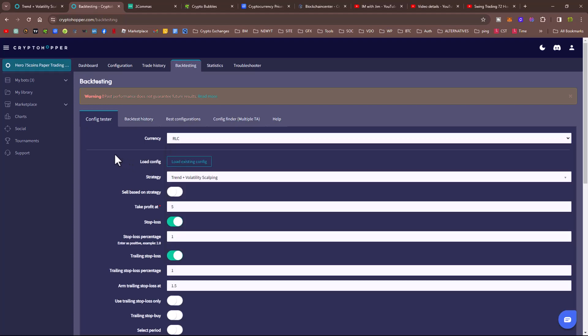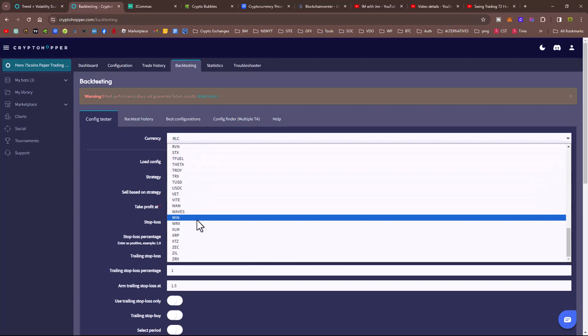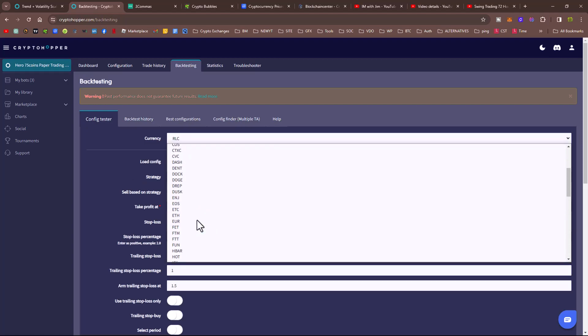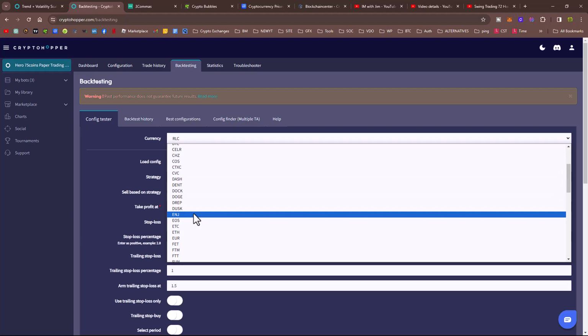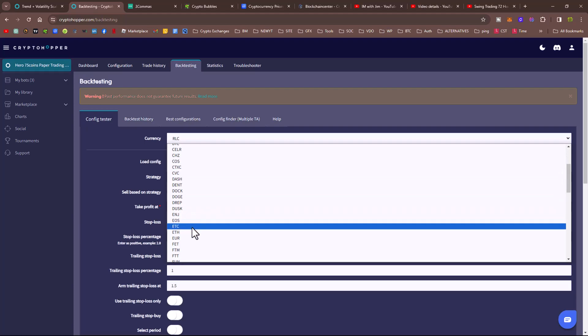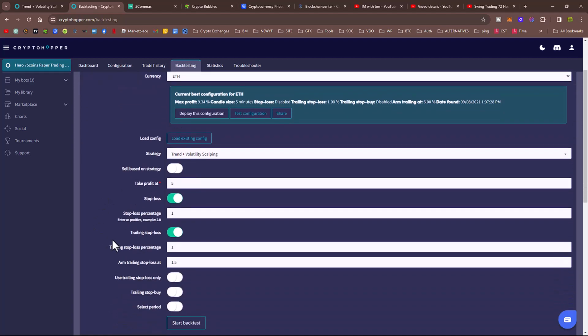Maybe Render's not selected in my coins list. Never mind. Alright, let's try. What else has done well? Alright, let's look at Ethereum. Where's ETH? There. Ethereum's done quite well, hasn't it?